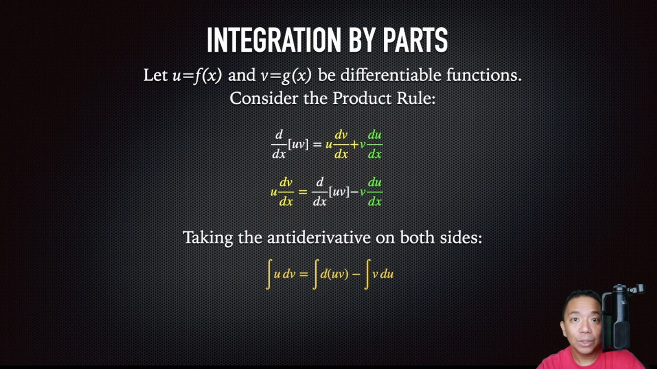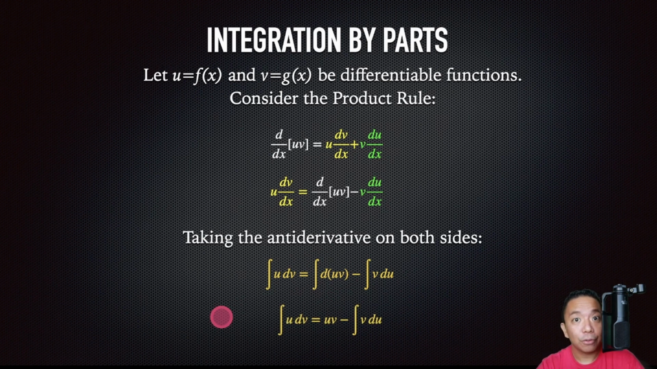Now, what can we do with these expressions? We cannot evaluate this yet, the integral of u dv, kasi magkaiba yung variables natin na u at yung dv. We cannot evaluate this as well because iba yung v sa du. So let's look at the middle expression, yung first term ng right-hand side, the integral of d(uv). Since we're treating uv as a single expression, the integral of d(uv) will just give us uv.